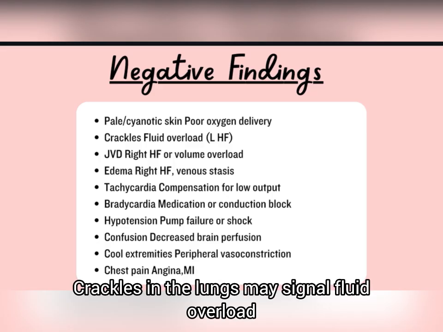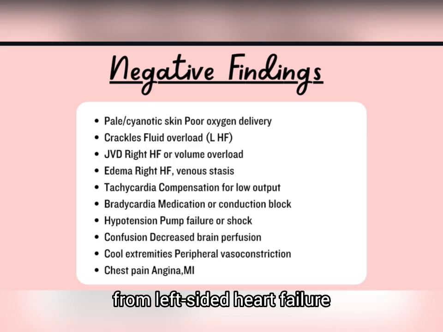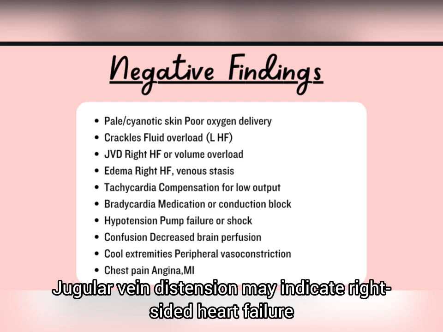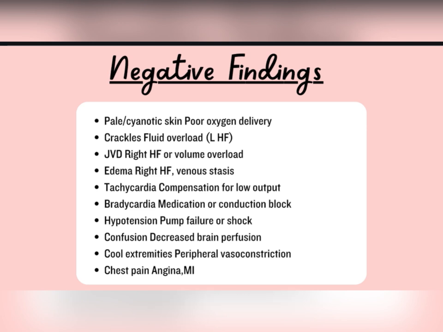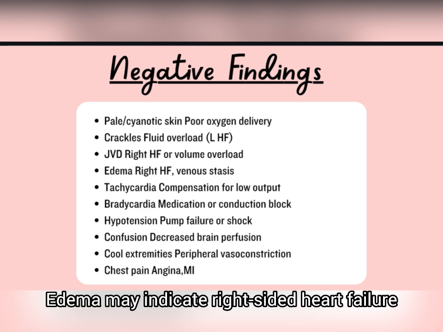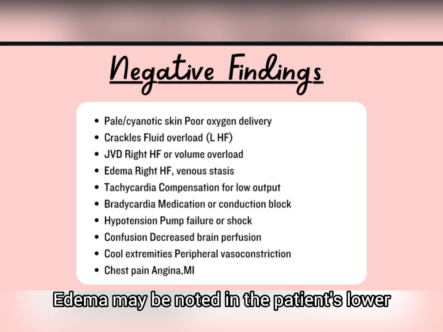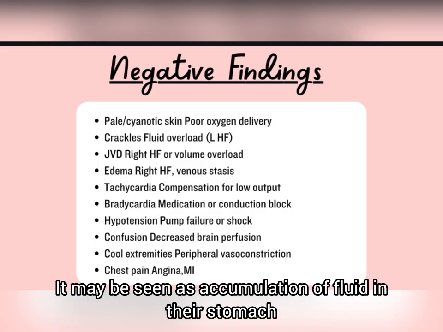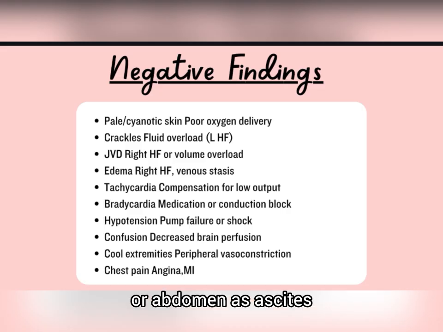Crackles in the lungs may signal fluid overload from left sided heart failure. Jugular vein distension may indicate right sided heart failure or volume overload. Edema may indicate right sided heart failure. Edema may be noted in the patient's lower extremities, their legs. It may be seen as accumulation of fluid in their stomach or abdomen as ascites.